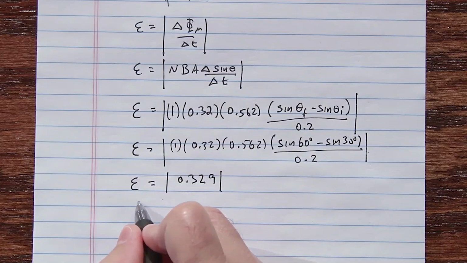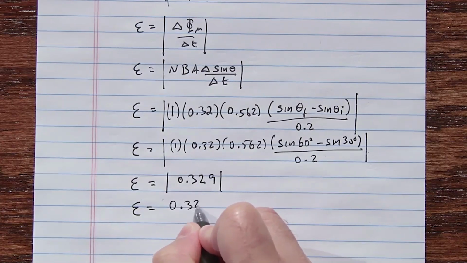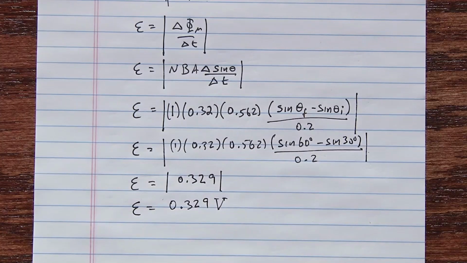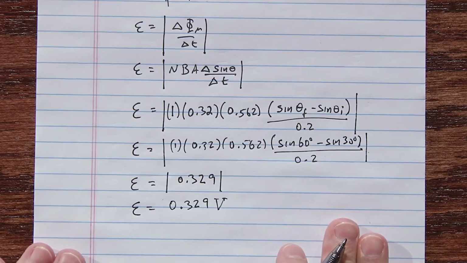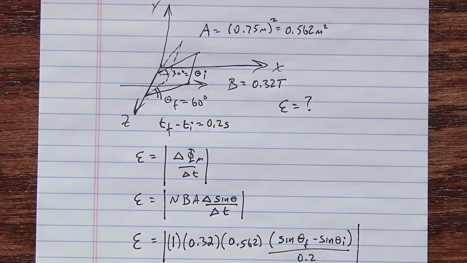And so I have the absolute value of a positive number. I can drop those absolute value bars. So the electromotive force is 0.329 volts. And that is part of what we were looking for. What is the induced voltage? 0.329 volts. And the second question was, what is the direction of the induced current?